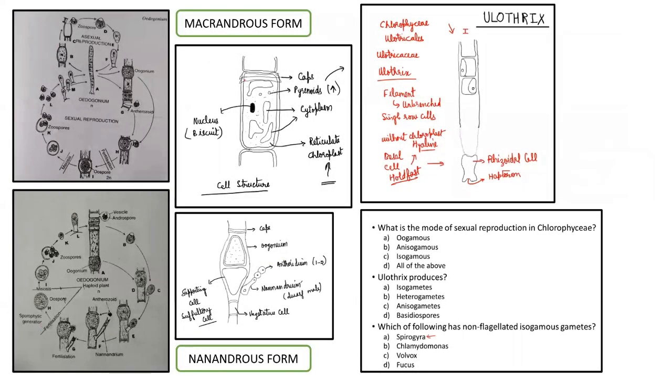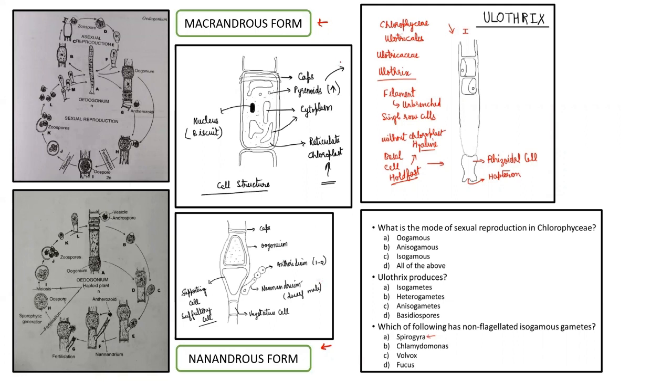Now Oedogonium, which belongs to Chlorophyceae, shows two forms. One is the Macrandrous form, and the other one is the Nannandrous form. In the Nannandrous form, dwarf males are formed. So what are the differences between the Macrandrous form and Nannandrous form, and what is the basic significance of both? Okay, so you should be knowing that.